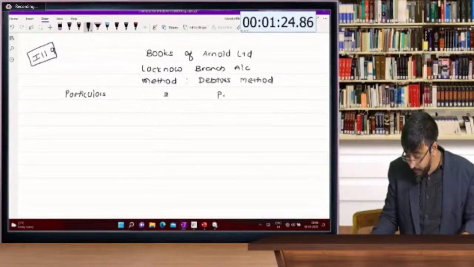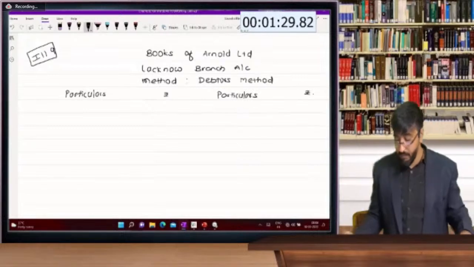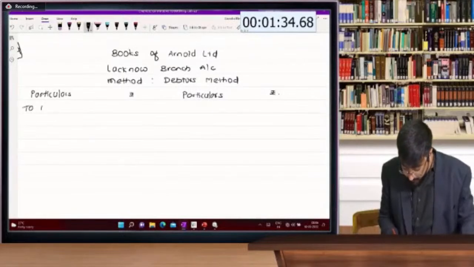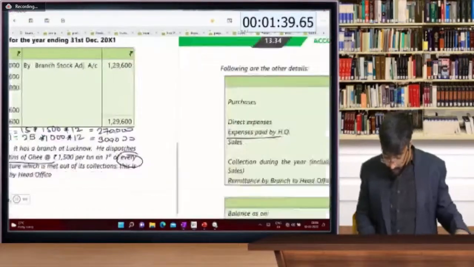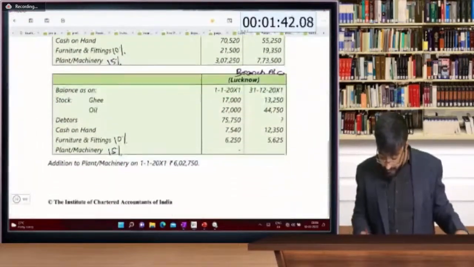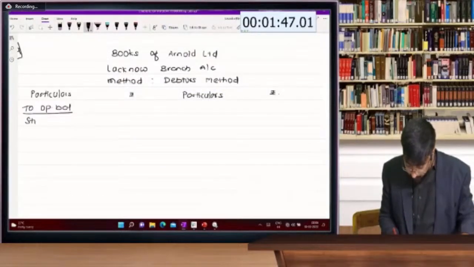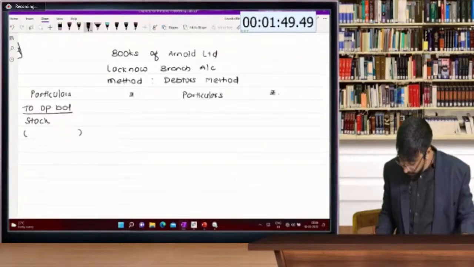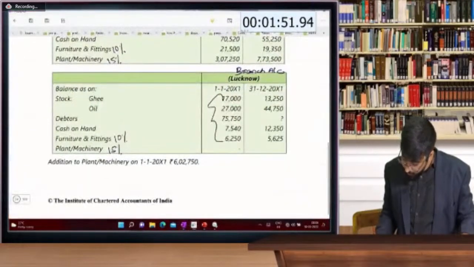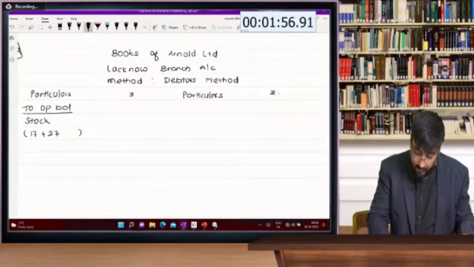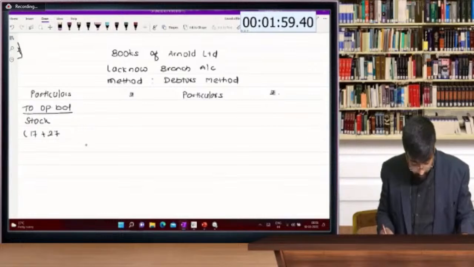Particulars, rupees. What is the first step? Write down opening balances. Two opening balances. From where am I getting these opening balances? Yes, this one. Stock, ghee plus oil, 17 and 27. 17 plus 27, this is 44,000.